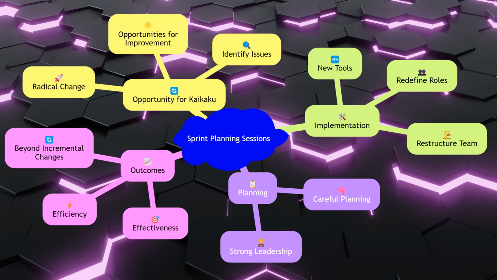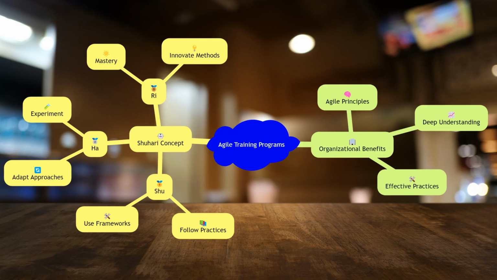Sprint planning sessions can be an opportunity for Kaikaku, or radical change, when necessary. If a team identifies significant issues or opportunities for improvement, they might decide to implement major changes to their workflow or strategy. This could involve adopting new tools, redefining roles, or restructuring the team. While Kaikaku requires careful planning and strong leadership, it can lead to substantial improvements in efficiency and effectiveness when incremental changes are not enough.